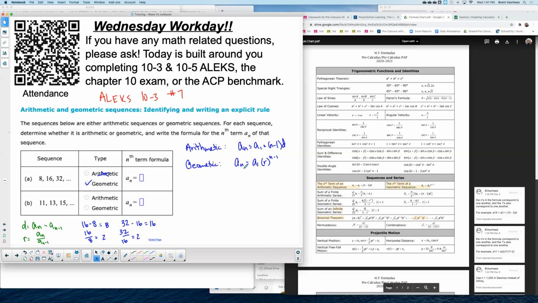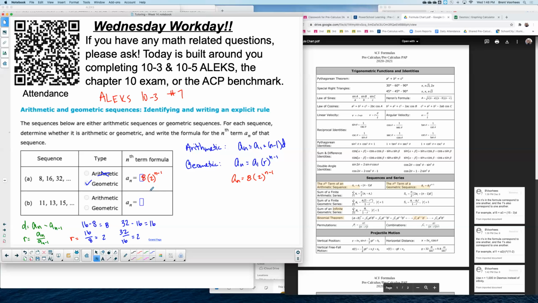So for number 1, I could plug in my values to get the formula. This right here is the r. That is our r. So I could say a sub n is going to equal a1, which is 8, times r, which we got here is 2, to the power of n minus 1. That is our function. That would be the answer right there: 8 times 2 to the power of n minus 1.